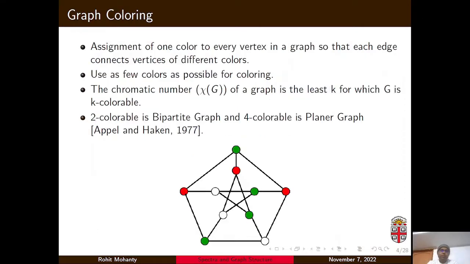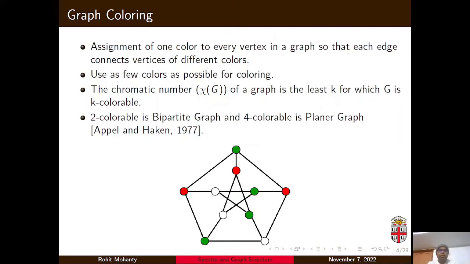Now that we know this, let's start by discussing one of the problems about graph structure, which is the graph coloring problem. The graph coloring problem essentially has two goals. The first one is to assign a color to every vertex in the graph such that none of the adjacent vertices have the same color. And the second goal is to use as few colors as possible to accomplish this task.